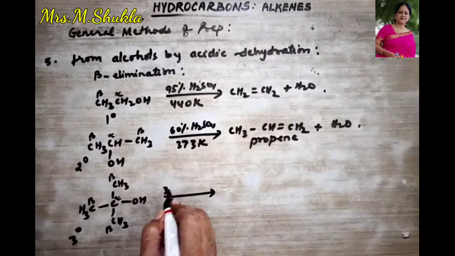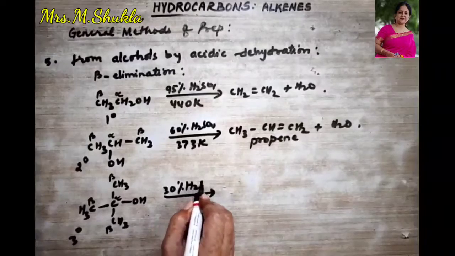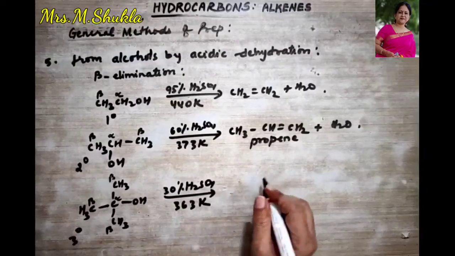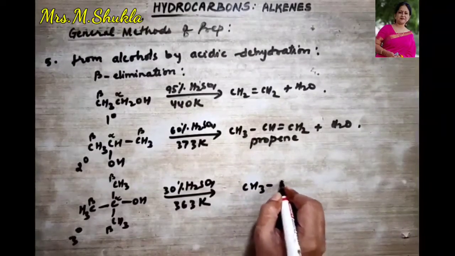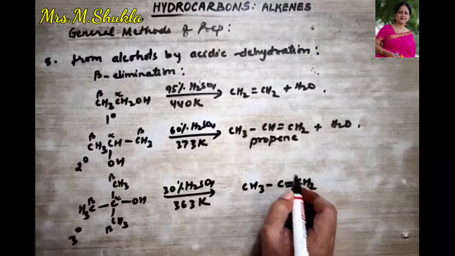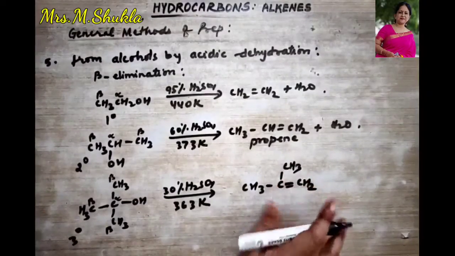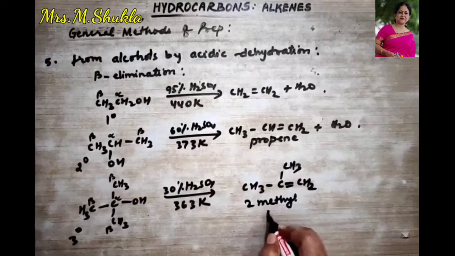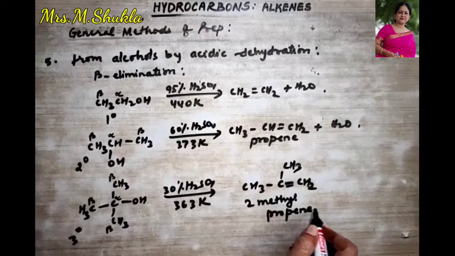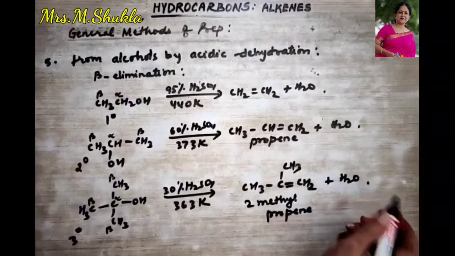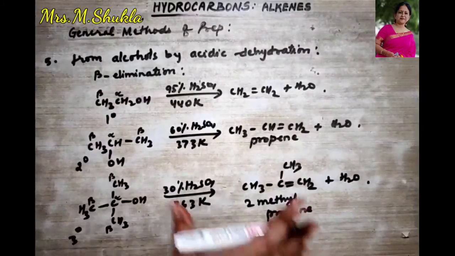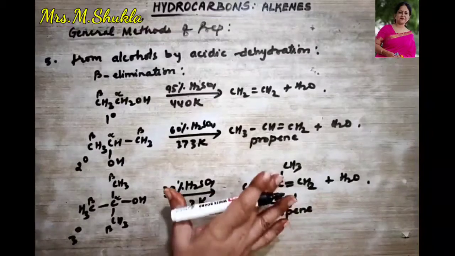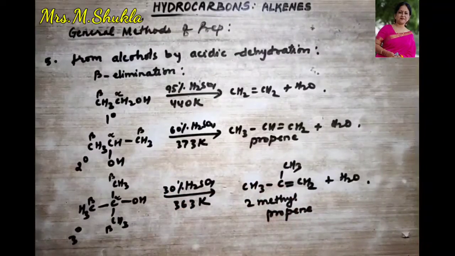With 30% H2SO4 and 363 Kelvin, it is going to give us CH3, C double bond CH2, CH3. So what is this? You get 2-methylpropene plus water is formed. Clear? So these were how to obtain alkenes from alcohols by the acidic dehydration method.